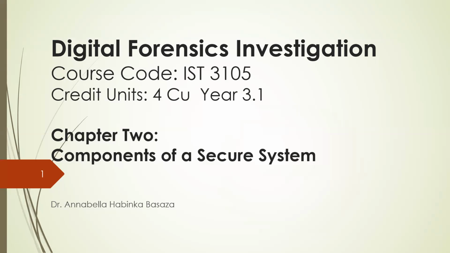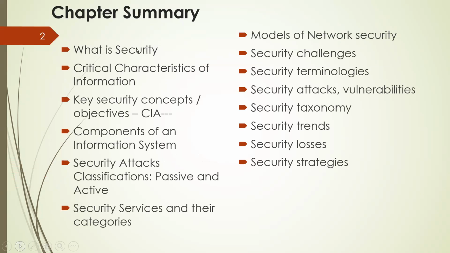Okay, chapter 2 is quite short. We are going to look at components of a secure system, and thereafter we will have a tutorial session that I will take you through. By end of this class, we'll want to look at some key core basics about what security is, characteristics of information. We will also be able to look at the key core concepts of security, which are confidentiality, integrity, and availability.